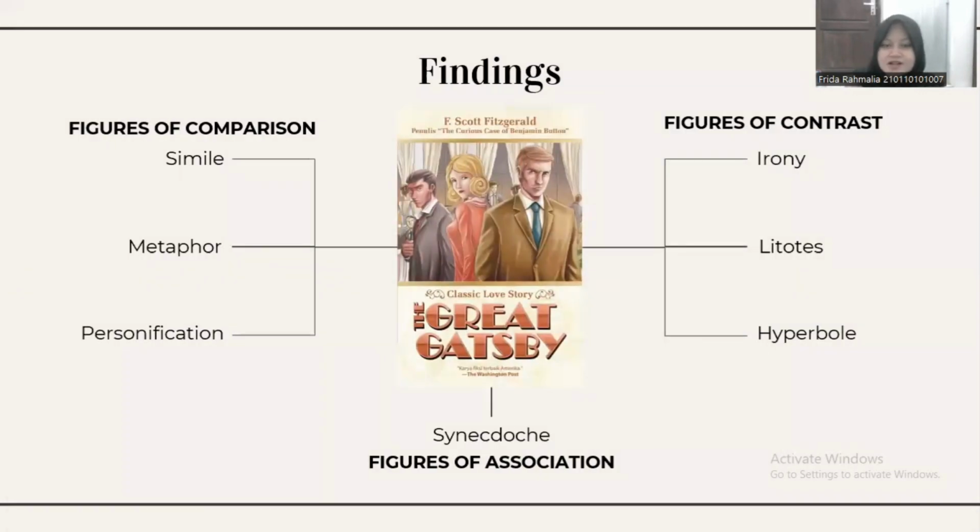Okay, so let's move to the findings from the Great Gatsby novel. The researchers or the authors have found some figures of speech, which are figures of comparison consisting of simile, metaphor, and personification, and then figures of contrast containing irony, litotes, and hyperbole. And the last one is figures of association, which contains scenic tone.